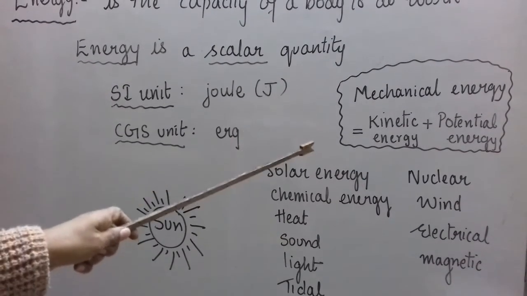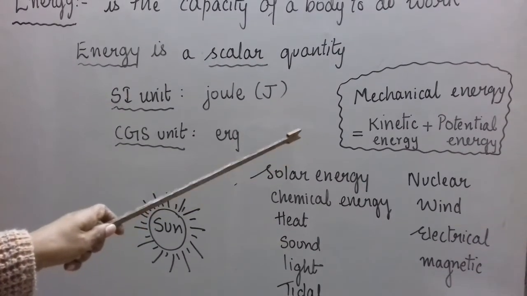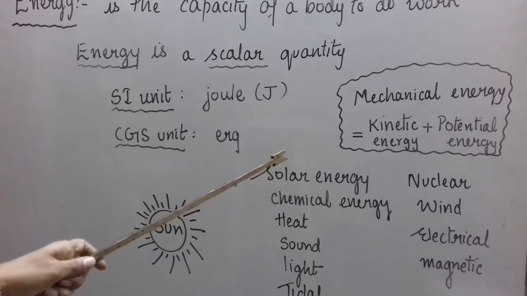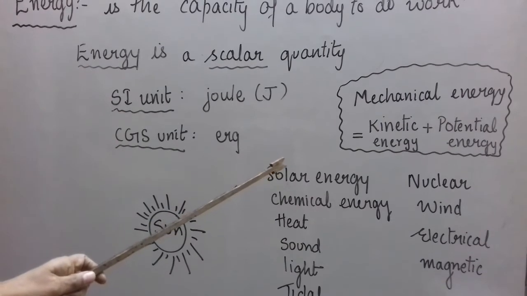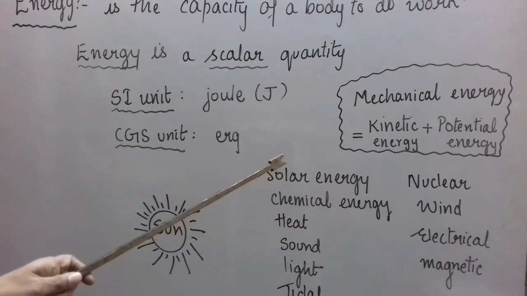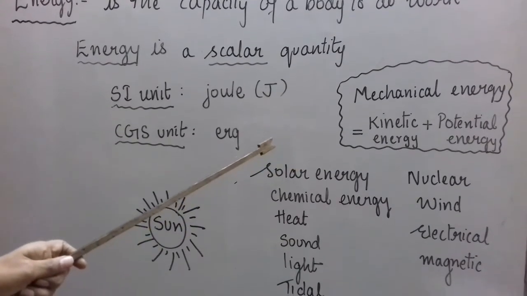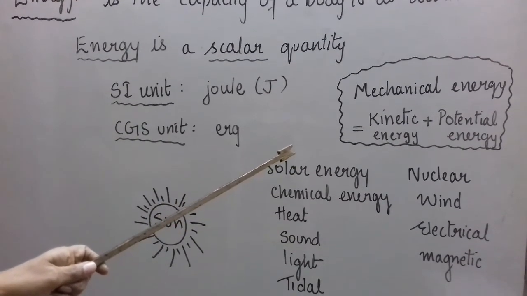Now kinetic energy is related with motion. You know that anything which is moving has kinetic energy. For example, a moving car can do a lot of work. A moving ball can do a lot of work. It has energy. It can harm you.